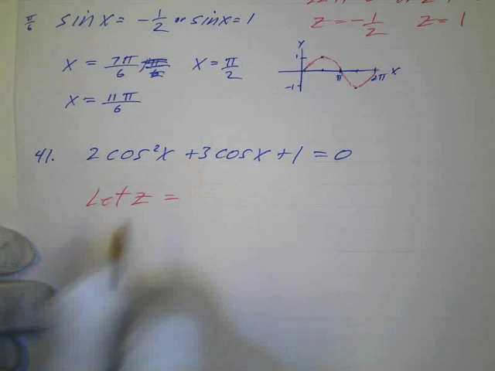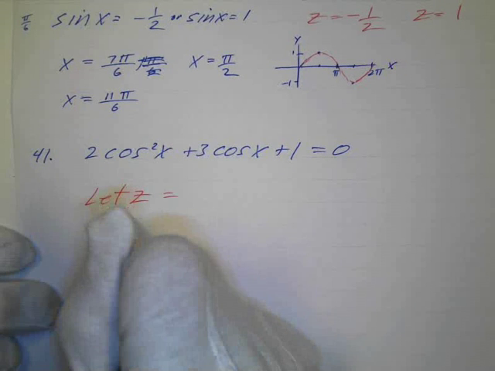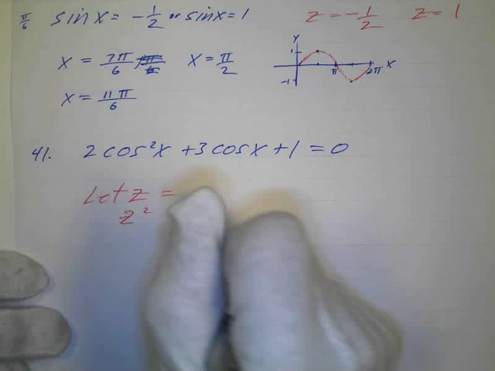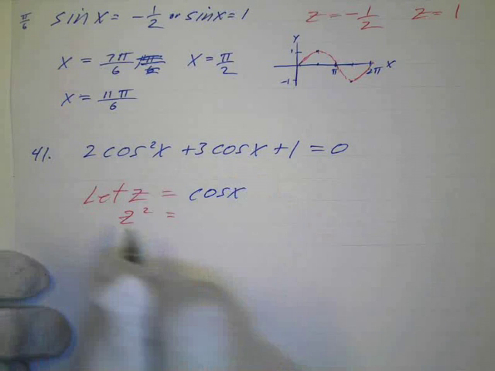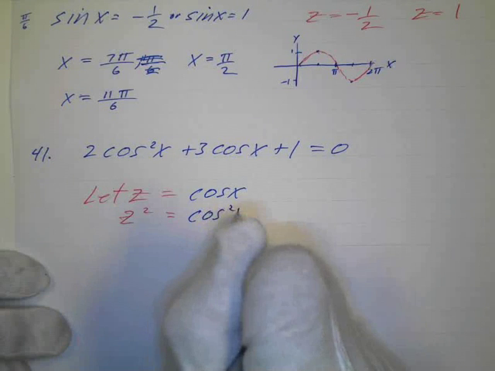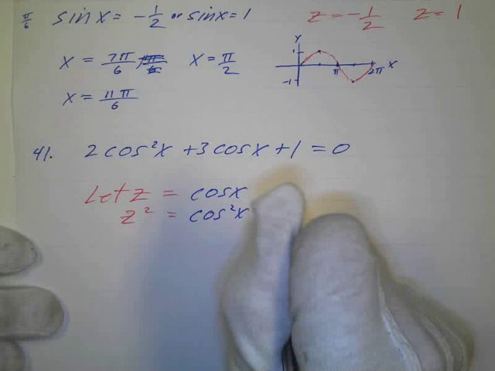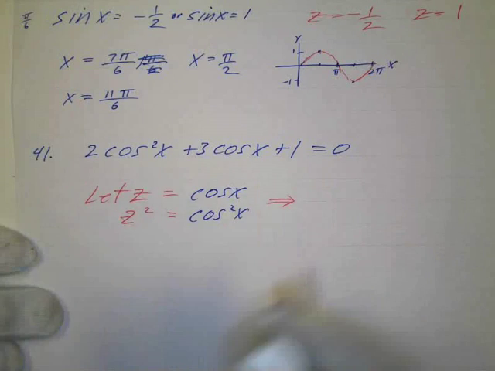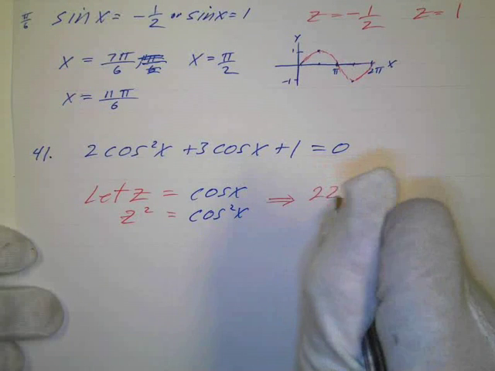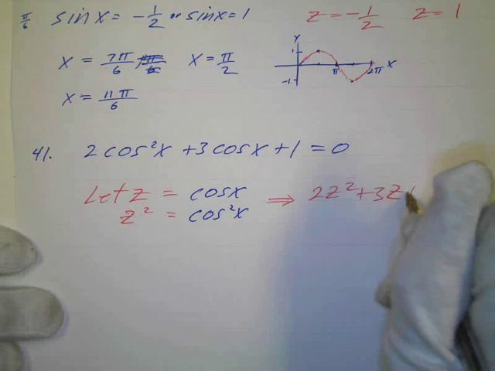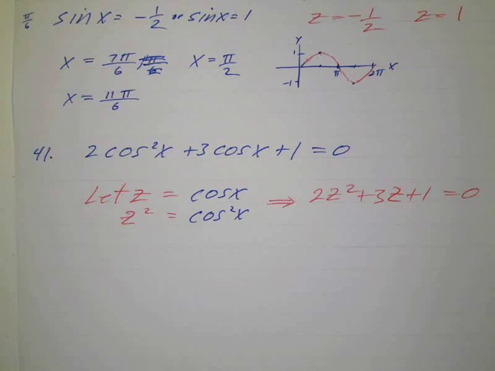So let z equal the cosine of x. So z squared will equal the cosine squared of x, or the cosine of x whole thing squared. That's going to give us an equation that's a little easier to recognize as a trinomial: 2z squared plus 3z plus 1 equals 0. So there you go.